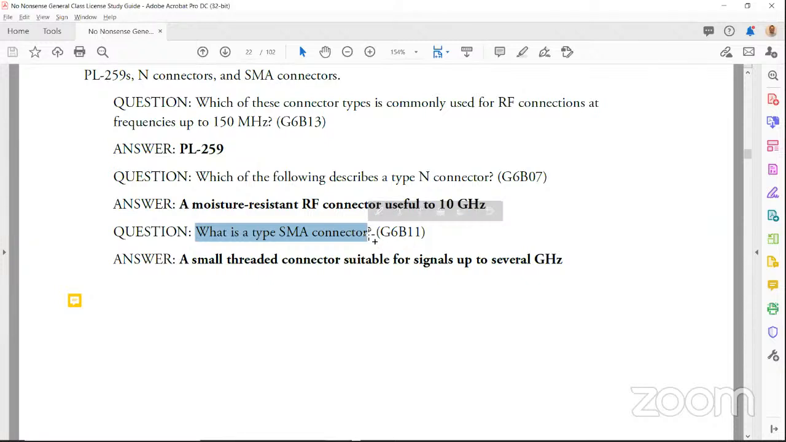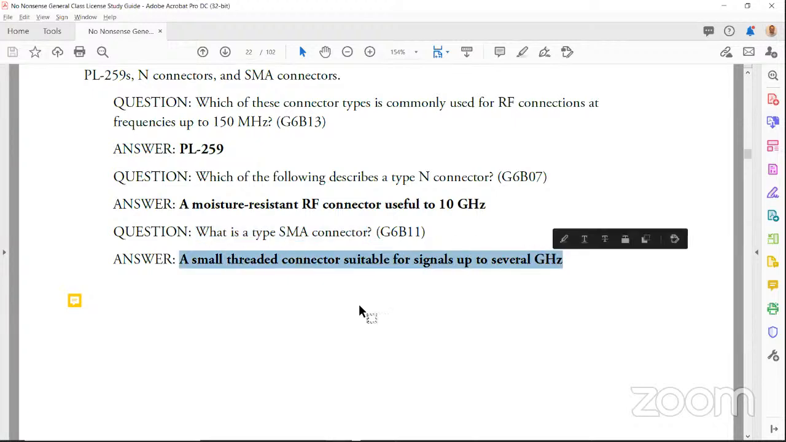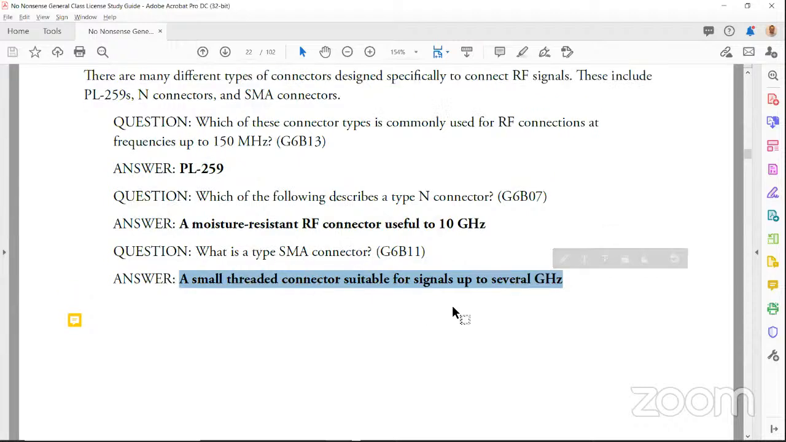What is a type SMA connector? We described that last class also as a small threaded connector, and it's suitable for signals up to several gigahertz. So note the difference between these types of connectors. That's it for a question pool review from our last session, and we go now back into our slide deck.